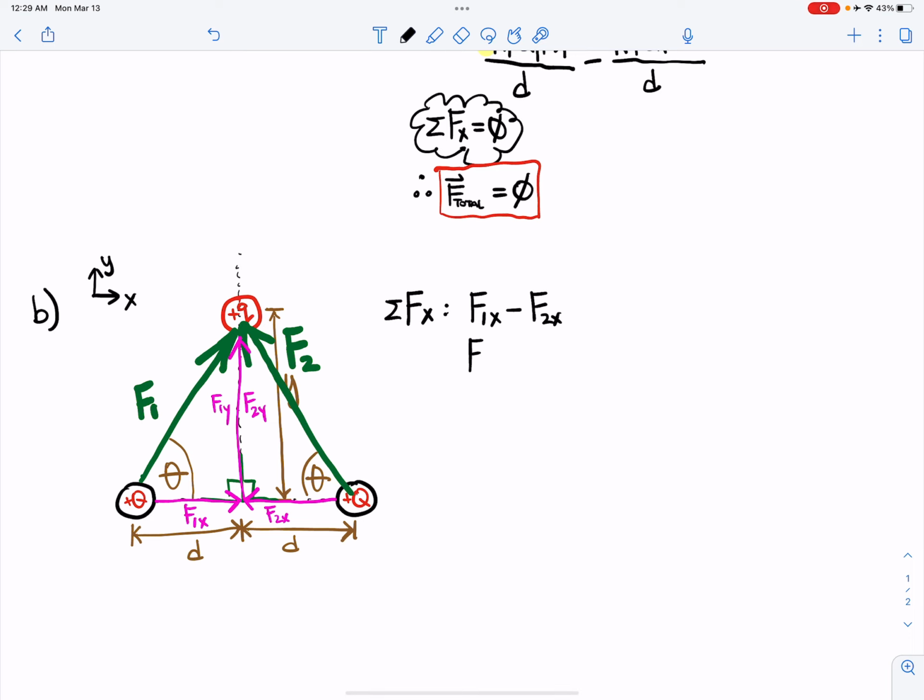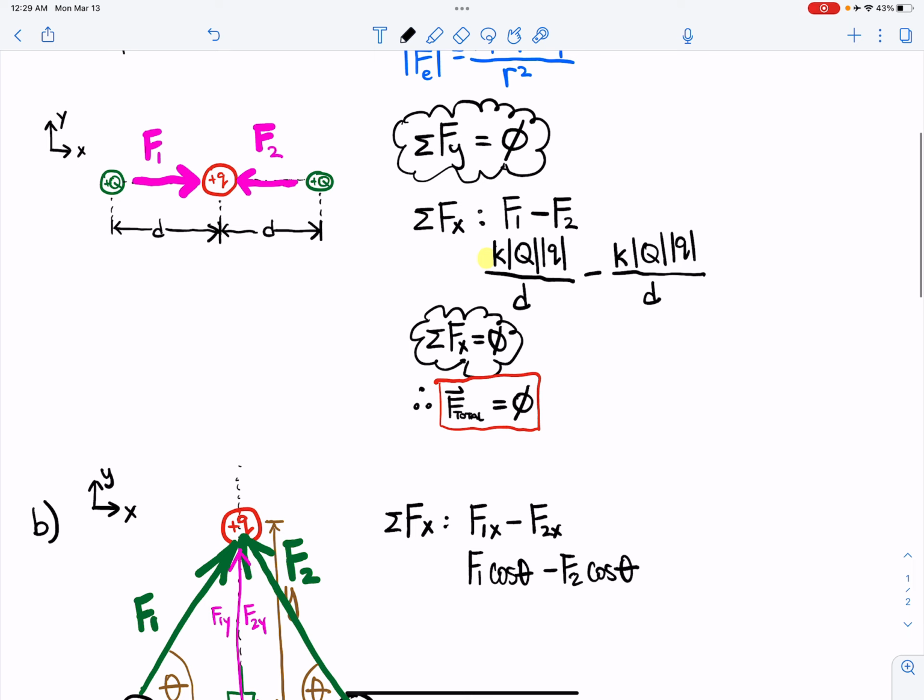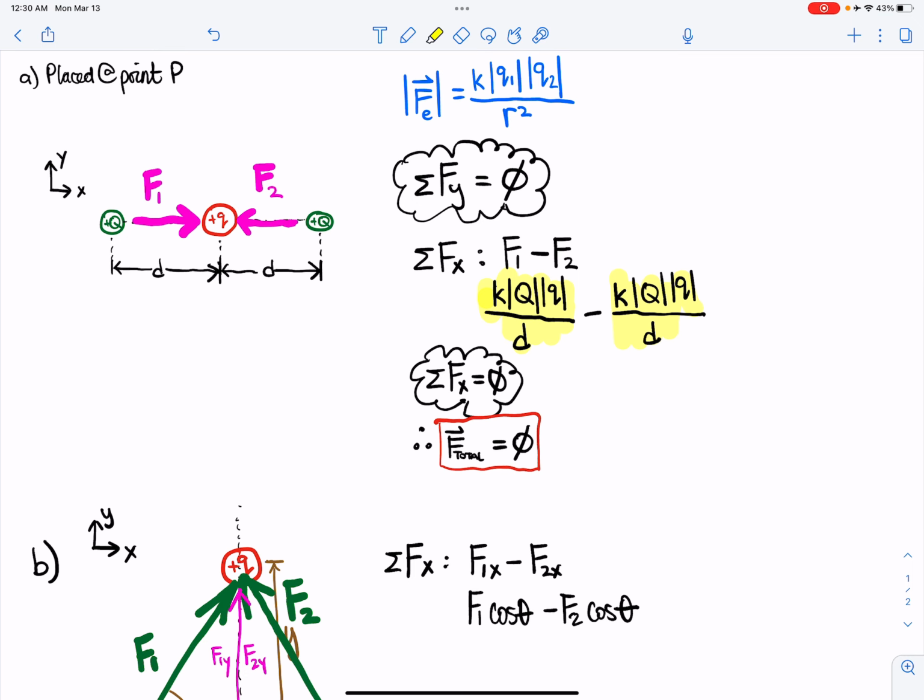F1x is F1 cosine theta minus F2 cosine theta, right? And we have established earlier that F1 and F2 are equal. The magnitude is equal, right? K times capital Q times baby q divided by d. Actually, that should be d squared.